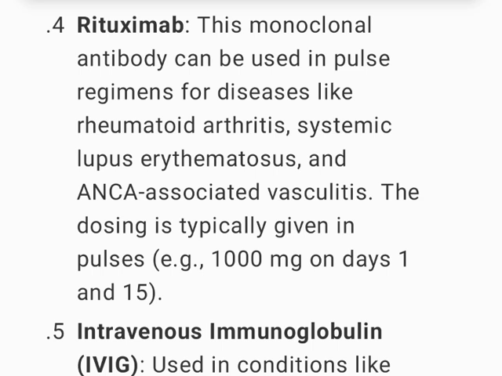And the AI said that it is ANSA associated vasculitis. It is ANCA, not ANSA. ANCA, anti-neutrophil cytoplasmic antibody, is read ANCA-associated vasculitis.